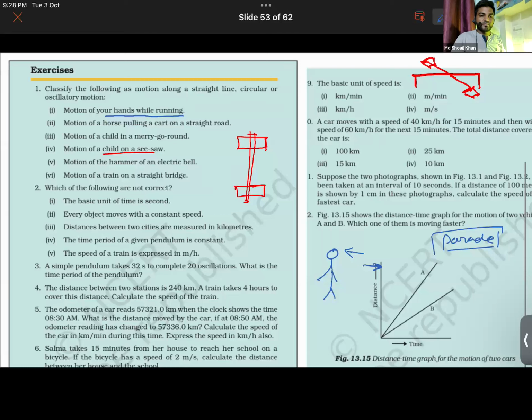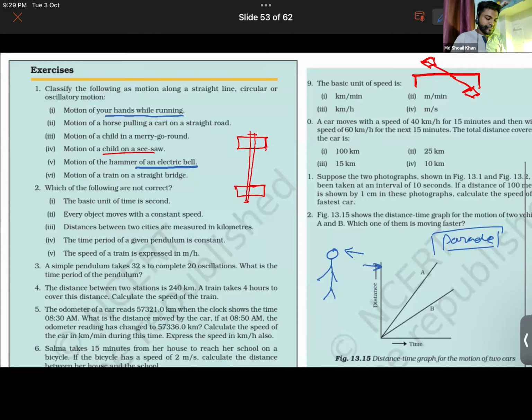Yes, sir. So the fifth one is also an oscillatory motion, right? Motion of the hammer of an electric bell. Yes, that is also an example of oscillatory motion, because that also does a to and fro motion, and the motion is being done in a particular manner.